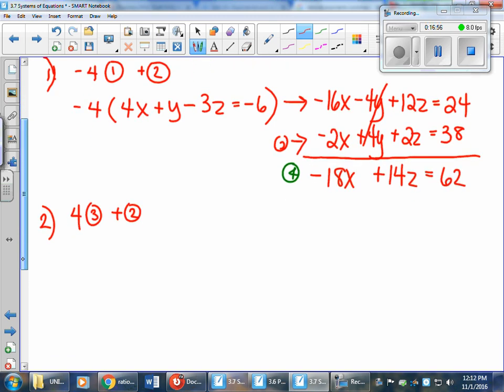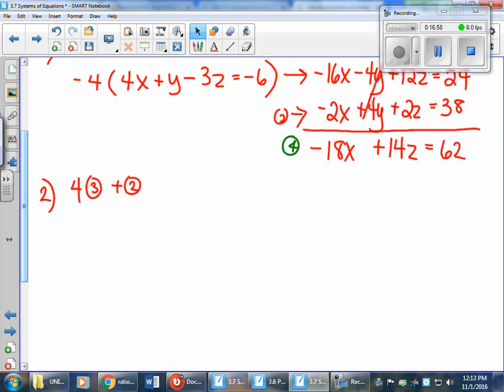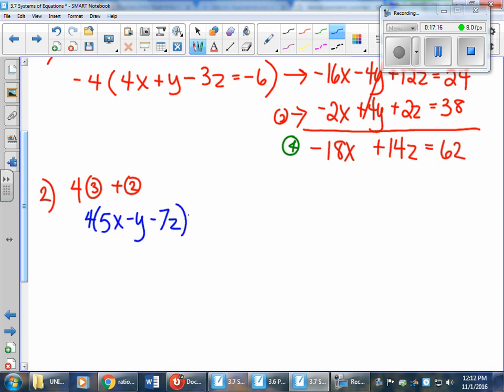So I'm going to slide down. I'm going to use a different color so I keep things separate. I'm going to write 4 times number 3. So 4 times number 3 is, oh, I'm going to move it over. Let's move it over like I did the last time. 4 times number 3 is 5x minus y minus 7z is equal to negative 19, which now becomes, where are we?